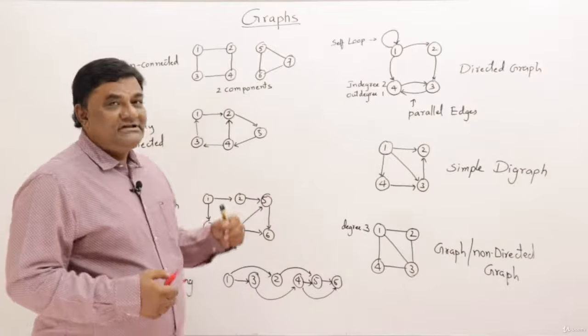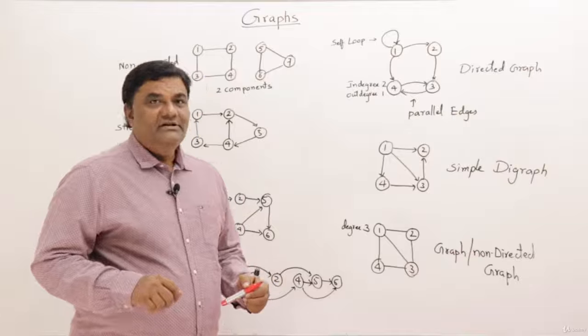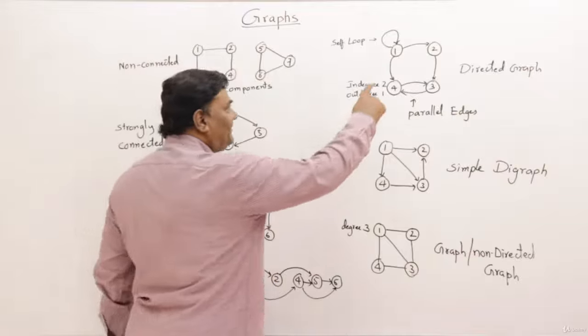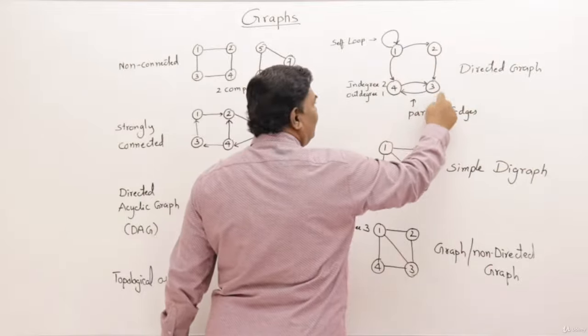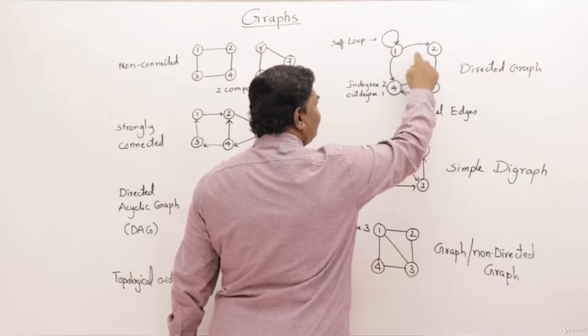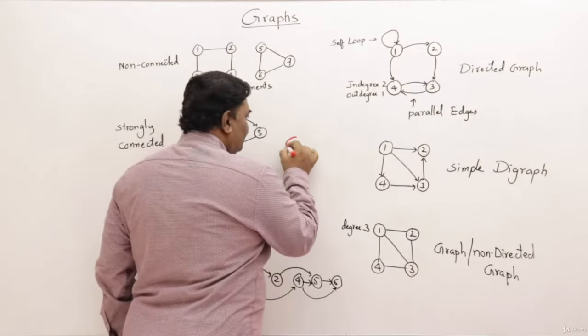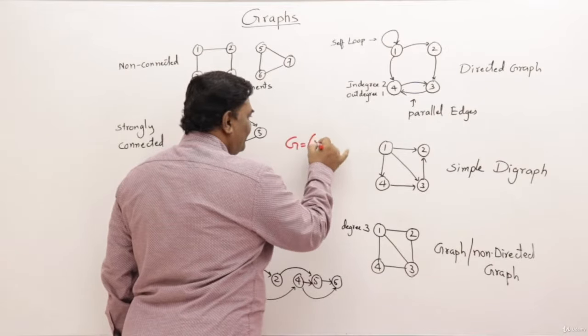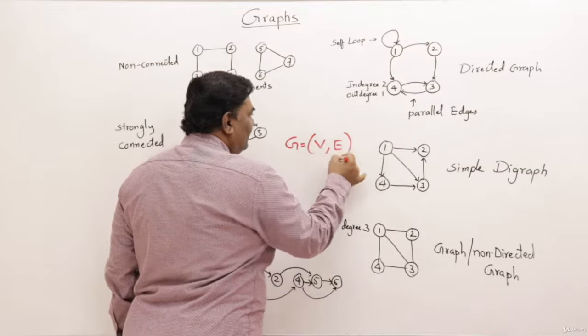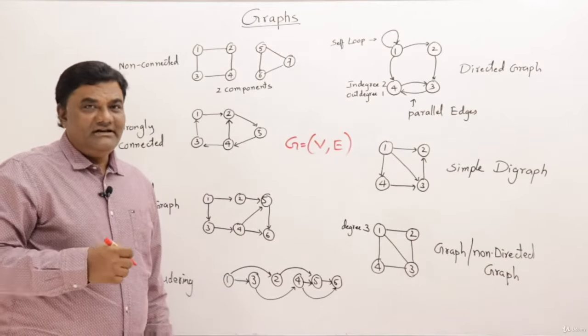See, a graph is defined as a collection of vertices and edges. So yes, every graph, if you see, has vertices. These are vertices. The circled ones, the nodes, are vertices, and the links are edges. So a graph is defined as G equals (V, E), where V is the set of vertices and E is the set of edges.